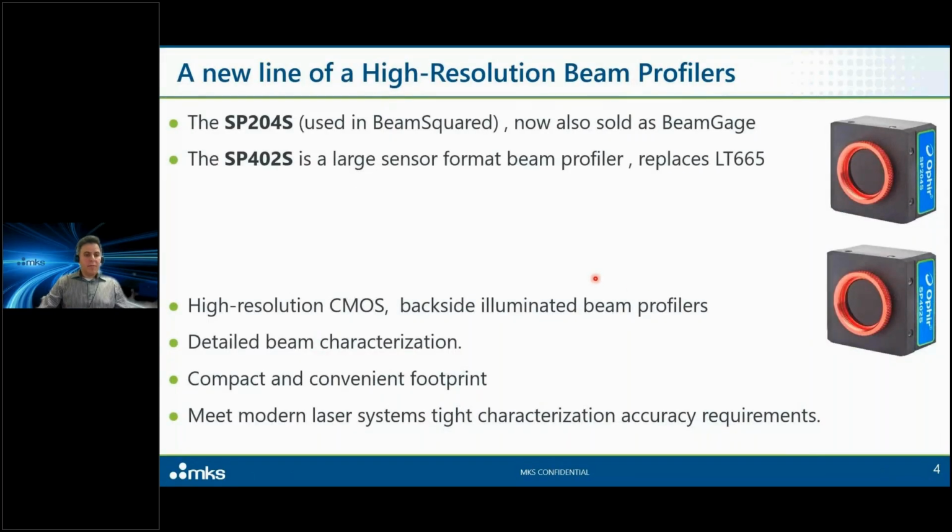Recently we added a few more cameras to our high resolution beam profilers product line. I'm talking about the SP204S, which was previously only used in our BeamSquare device and now is also sold as a BeamGage, and the SP402S with 1-inch large format sensor, which replaces the LT665, our previous camera with a large 1-inch imager. So both new beam profilers combine high resolution and high accuracy, all in a compact footprint, and they actually complete Ophir's migration from outdated CCD imagers in favor of more advanced CMOS technology. Both cameras are equipped with one of the most highly resolved sensors in the market with wide dynamic range and small pixel pitch, enabling very detailed beam characterization.